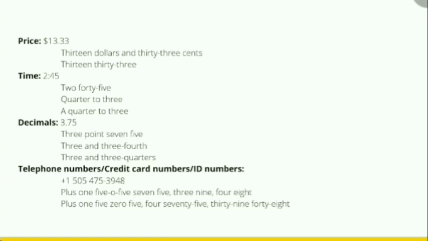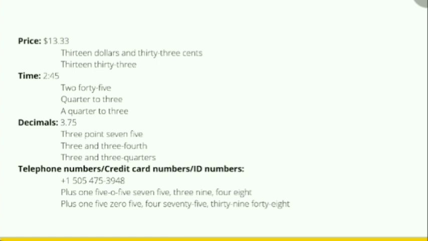Next one we have is time, which is 2:45. The first example we have is at 2:45. It can also be said as 2:45 or 2:45. Next one we have is decimals. When we have decimals, we can say them a little bit differently, so you have to make sure you know how to recognize this number. For example, here we have 3.75. We can say it as 3 3/4, or we can also say it as 3 3/4.